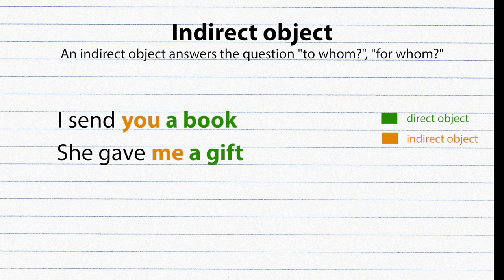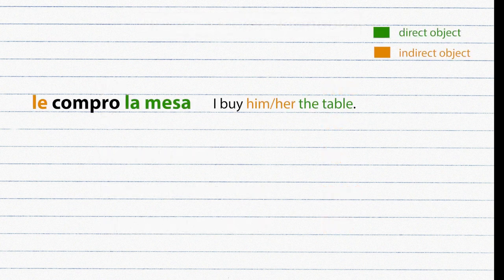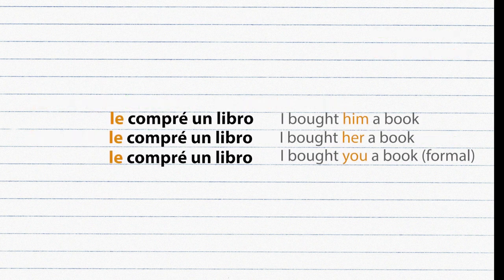And for the indirect objects, we use the indirect pronouns. These are the indirect pronouns in Spanish. For example, le compro la mesa. Les hago muchas preguntas. Le could mean he, she, or the formal you. So in order to clarify the pronoun, we can use a él, a ella, or a usted.